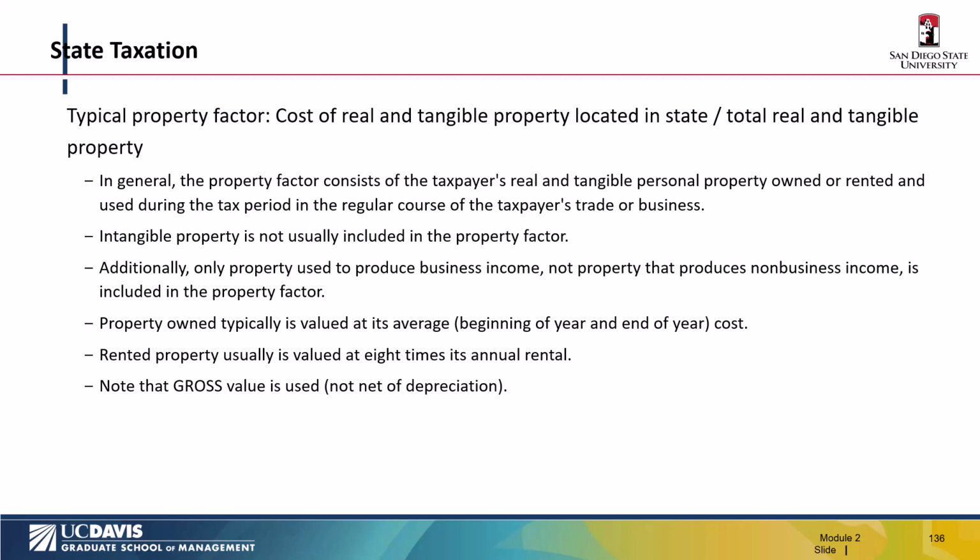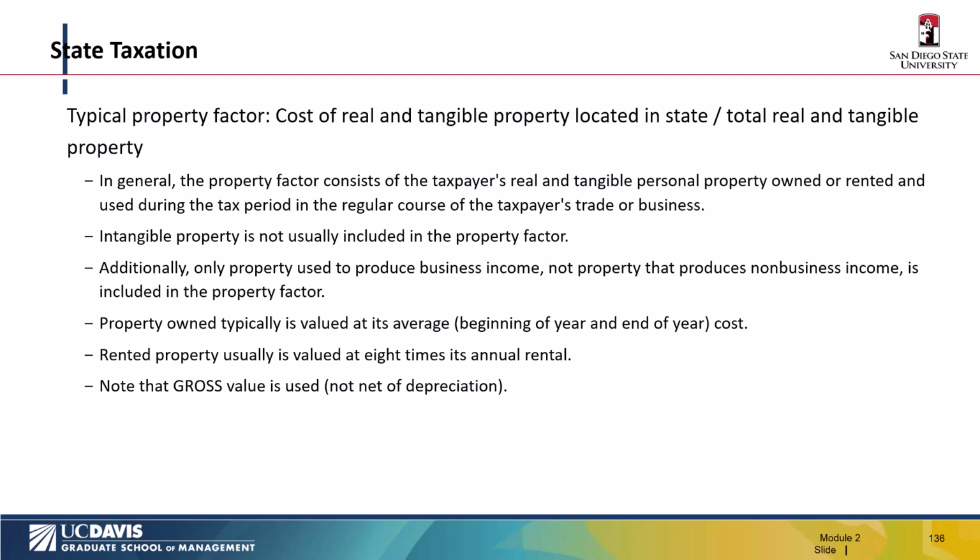And it's typically valued at its average. So you take the cost of whatever at the beginning of the year, the cost at the end of the year, and you average them. Rented property is usually valued at 8 times the annual rental cost. And again, it's typically gross value, right?